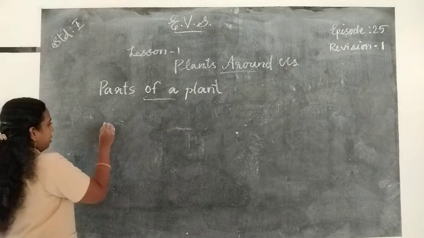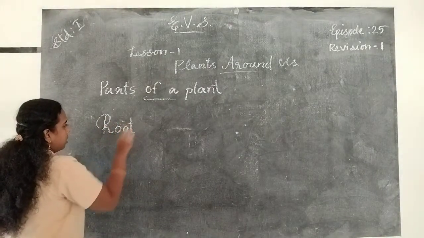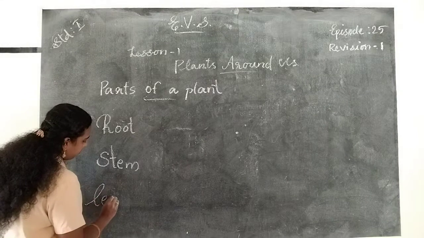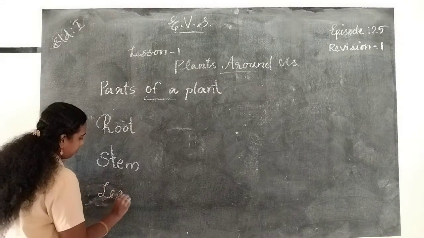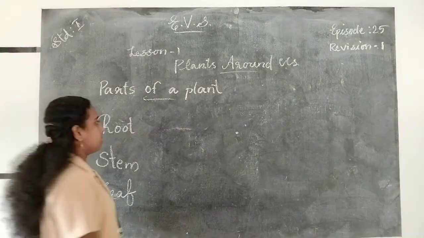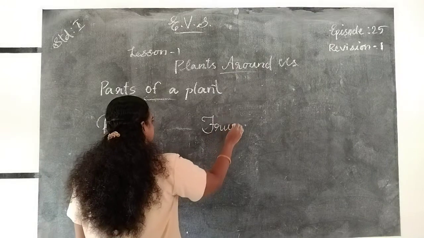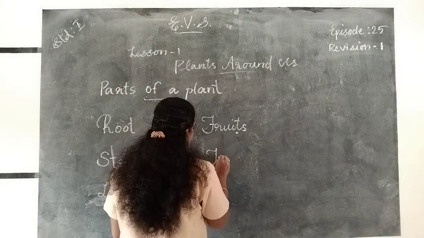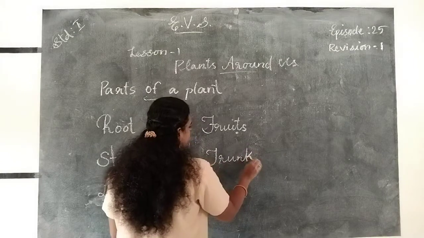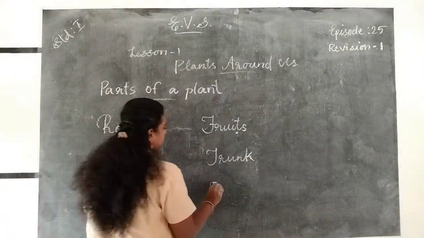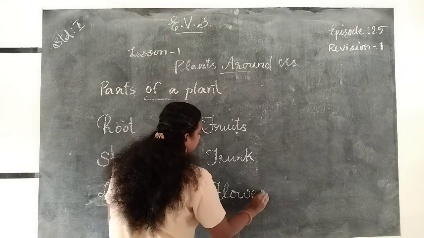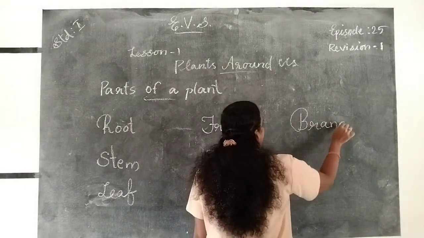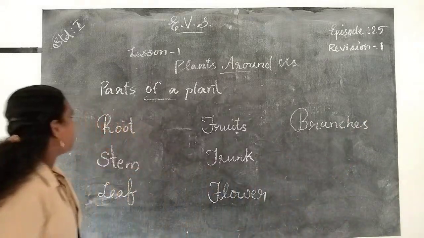And they are root, stem, then leaf, fruits, then trunk, T-R-U-N-K, trunk, flower, F-L-O-W-E-R, flower, then branches, B-R-A-N-C-H-E-S. These are the different parts of a plant.